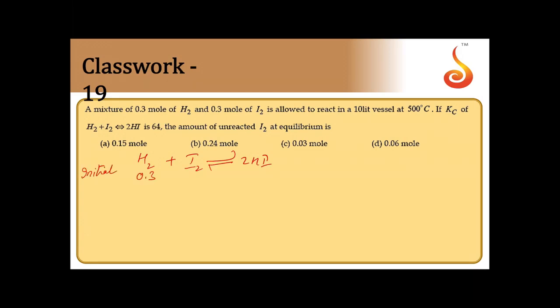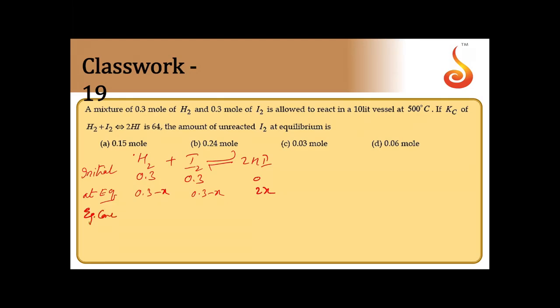Initial moles are 0.3, 0.3, 0 here. At equilibrium, let us assume that X moles are reacting. So 0.3 minus X, 0.3 minus X, and 2X will form here because 1 mole gives us 2 moles on stoichiometry. 2X will form. Then the equilibrium concentrations.